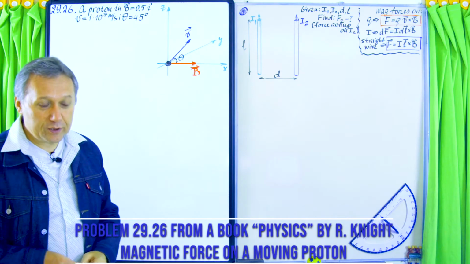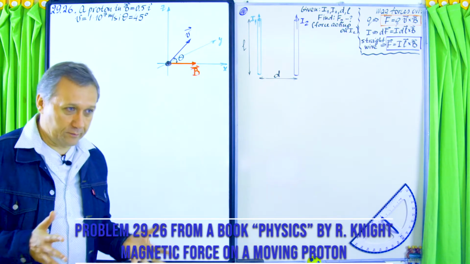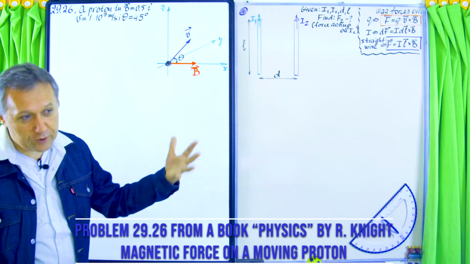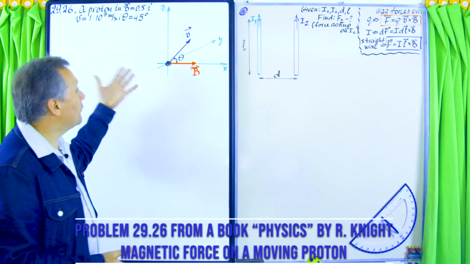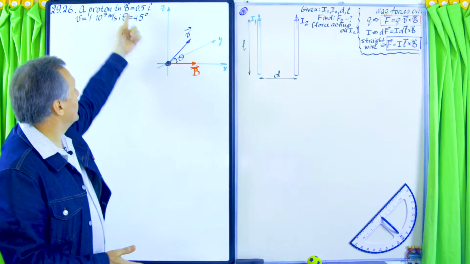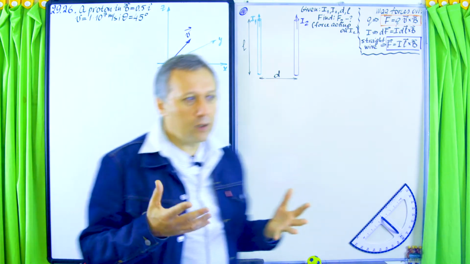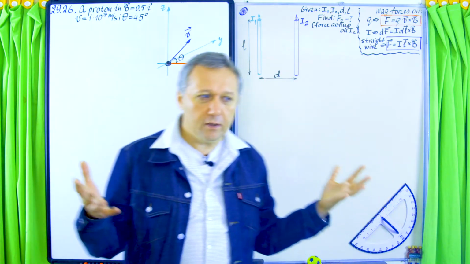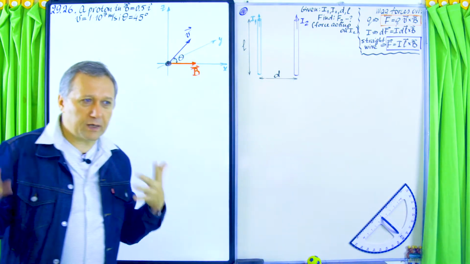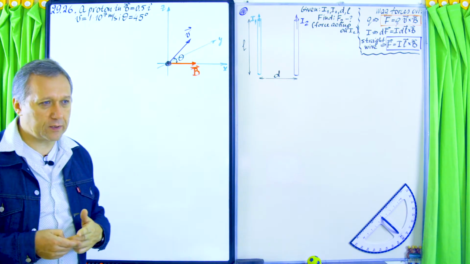Problem 26. We're still in chapter 29. So what do we have here? We have a proton, a positively charged object, which flies through the magnetic field. The value of the magnetic field is given, 0.5 Tesla. It's a large magnetic field, right? You remember some of the strongest magnets can produce magnetic fields of a few Tesla. 0.5 Tesla is a reasonably large magnetic field.